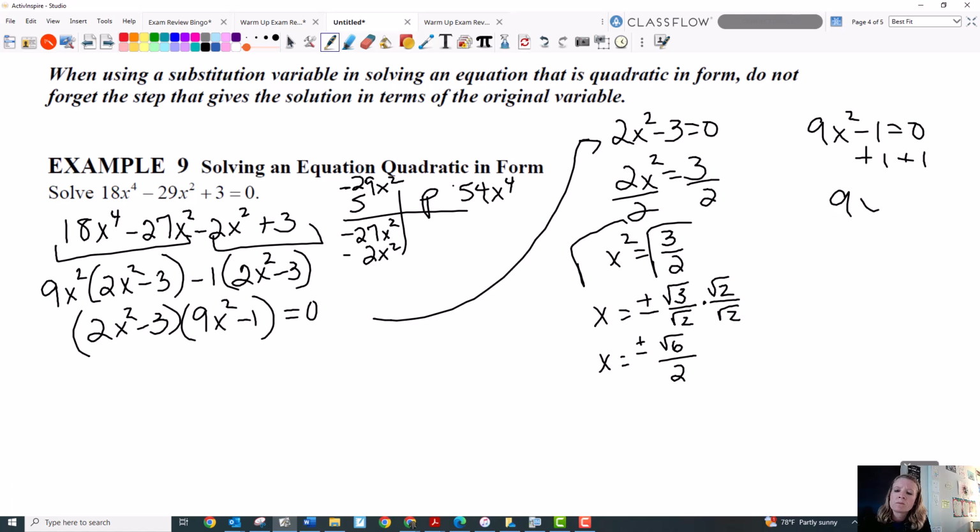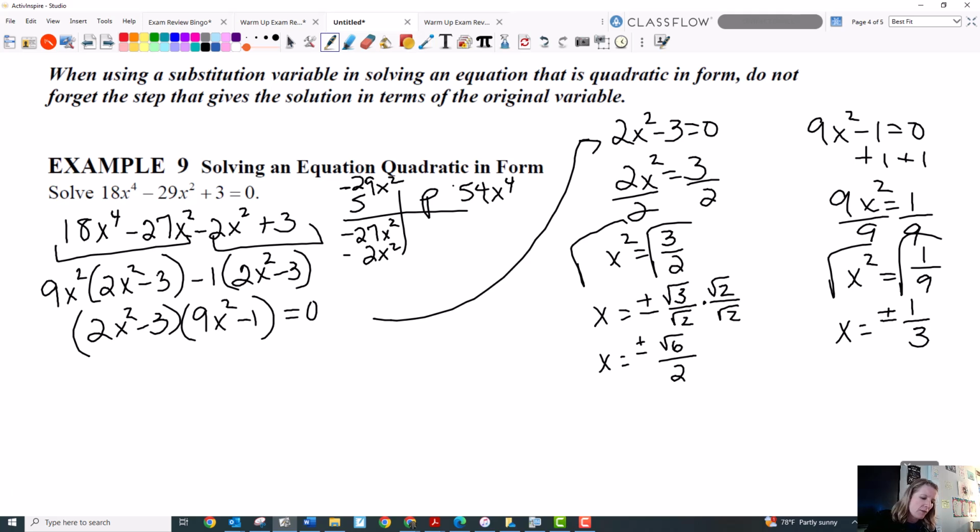Add the 1. And these are all things you should have learned sometime in high school or in a previous math class. So that's going to be plus or minus, since the square root of 1 is 1 and the square root of 9 is 3. So you have 4 answers. Please note that if you have a to the 4th, you're going to have 4 answers. All right, and that's where this is going to stop.